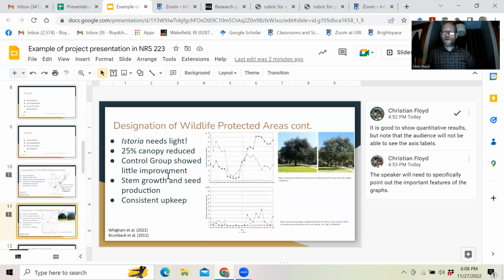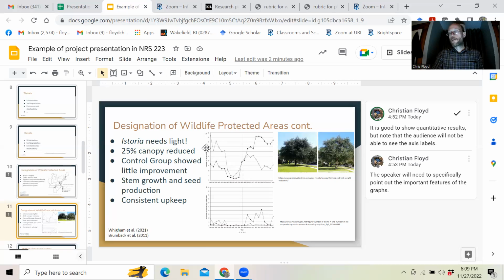So you're studying methods. Methods have details of how they work, but you also want to be able to communicate in your paper, in your presentation, what happened when those methods were tried. And notice here, there is some of that. Stem growth and seed production. Control group showed little improvement. Stem growth and seed production. I'm not sure what was being communicated here, but it looks like what you're seeing is the results of a study. I'm really glad they showed quantitative results here.